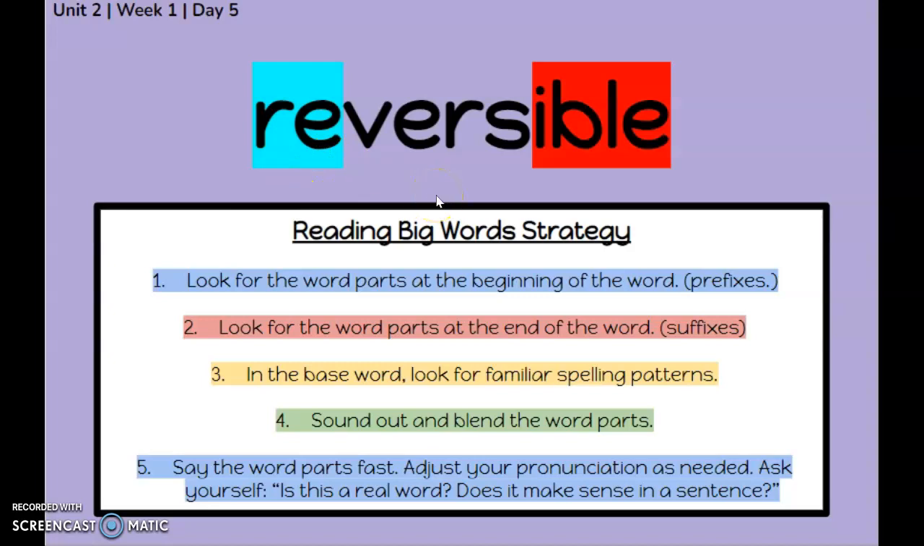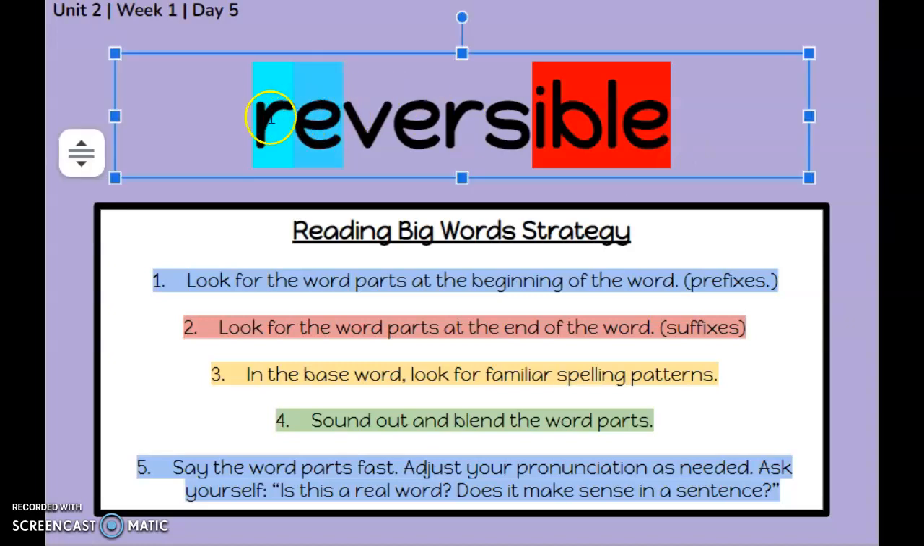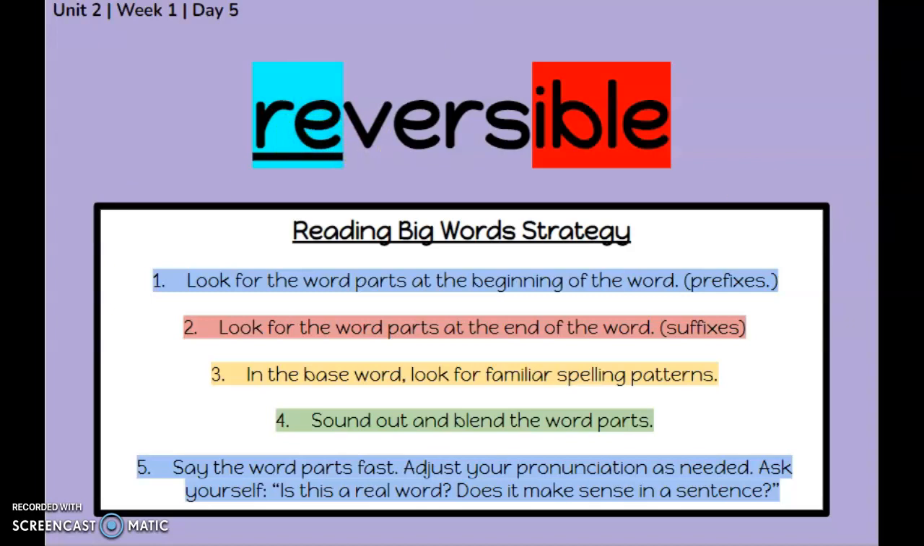Reversible. Now I'm going to try to find an open syllable sound. Reversible. That has 4 syllables. And I notice my first syllable has that open syllable sound again because it ends in an E, which is a vowel, and it's the long E sound. Re. Well, this is fabulous.